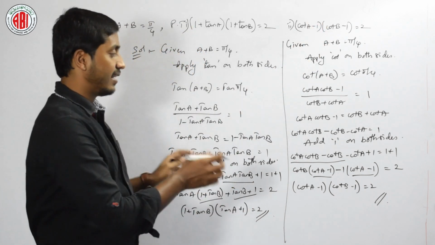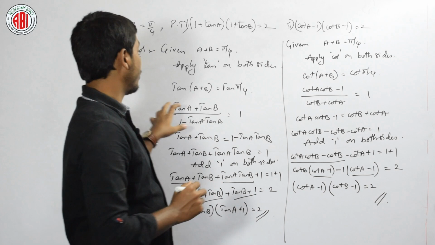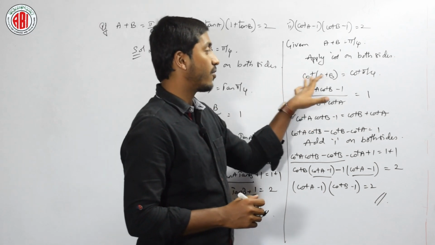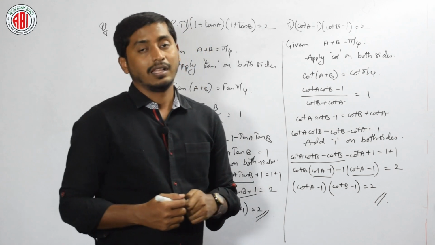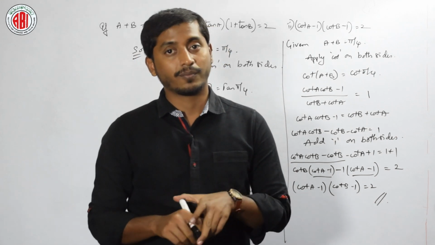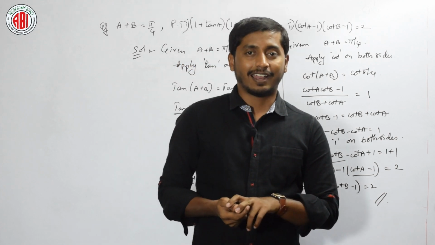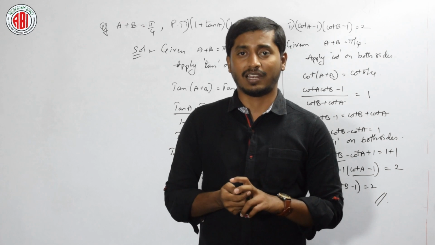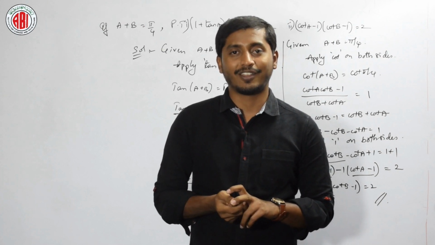Both the problems are same, but the thing is, here we have used the formula of tan of a plus b, here we have used the formula of cot of a plus b, right. These are the two different 4 marks questions which you have to focus on, okay, right. Shall we move on to the next problem? I hope these both problems are clear, okay. Now, let us move on to the next problem.